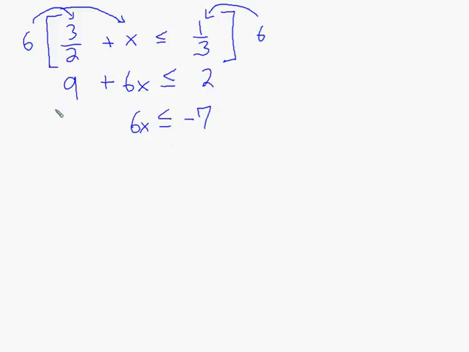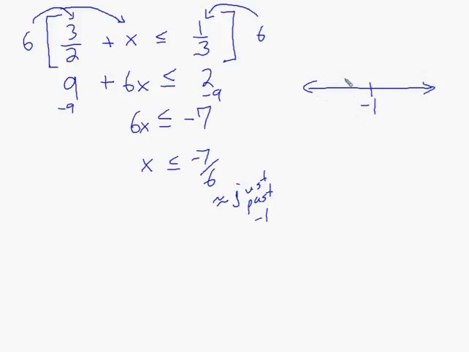Do I need to switch this because I subtracted 9? No, only when I multiply or divide by a negative. And then I divide by 6. Now, if I'm graphing this, I want to know that this is just past negative 1. It's not quite to negative 2. So if this is negative 1, and this is negative 2, negative 7 sixths is probably closer to the 1. Okay, so I'll just put this little extra hash here, less than or equal to, boom, going that way. See how I graphed that? I estimated where it is.